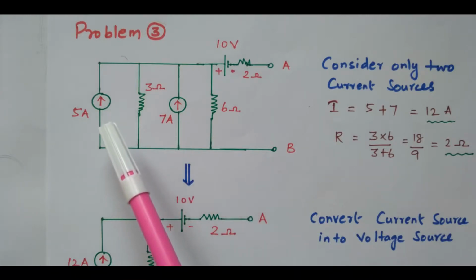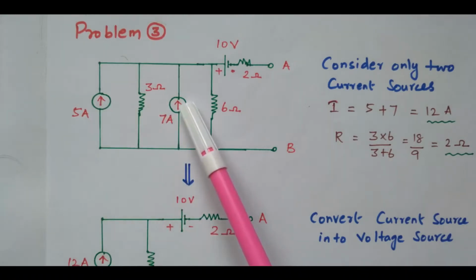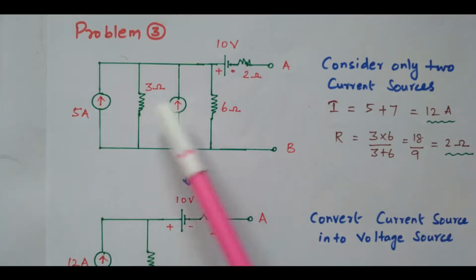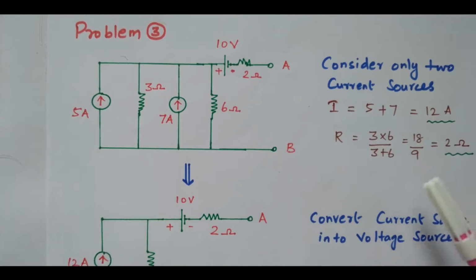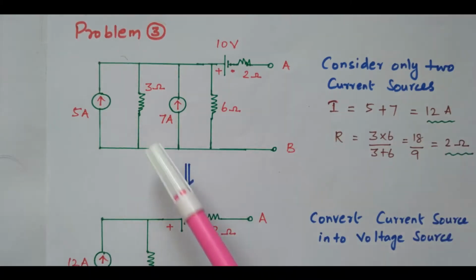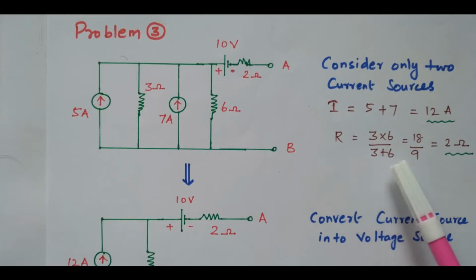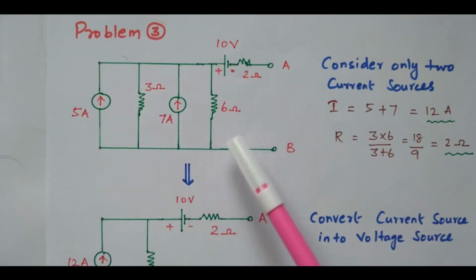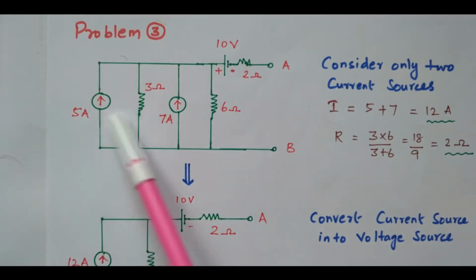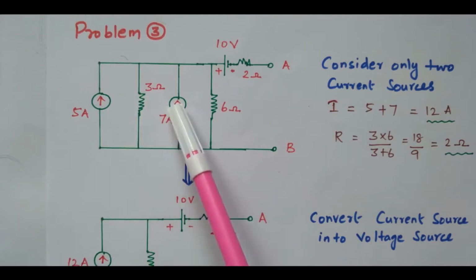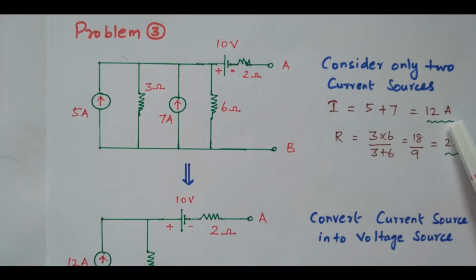Now, in order to get the single voltage source, we first convert these two current sources into a single current source. See this direction, both are upward, so the total current is the sum of these two: 5 ampere plus 7 ampere, that is 12 ampere. How will you find the resistance? These two resistors are connected in parallel. The formula is R1 into R2 divided by R1 plus R2. R1 is 3 ohm, R2 is 6 ohm. So 3 into 6 divided by 3 plus 6, that is 18 divided by 9, which is 2 ohm. So these two current sources with two internal resistors are now converted into a single current source of 12 ampere with an equivalent resistance of 2 ohm.